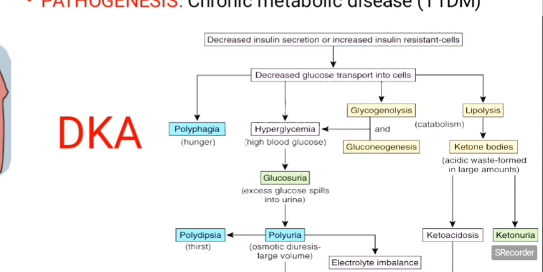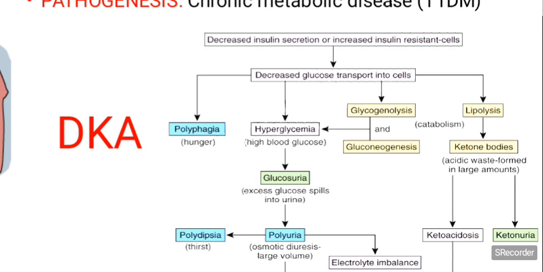If there is no glucose entering into our cells, what happens? We shall have a condition of polyphagia, meaning hunger. That just means cells are not getting enough glucose. Yeah, it is there in the circulation, but the cells are insensitive to insulin, or there is decreased insulin secretion. So we shall have a sign of polyphagia. Cells will be really hungry, needing the glucose.